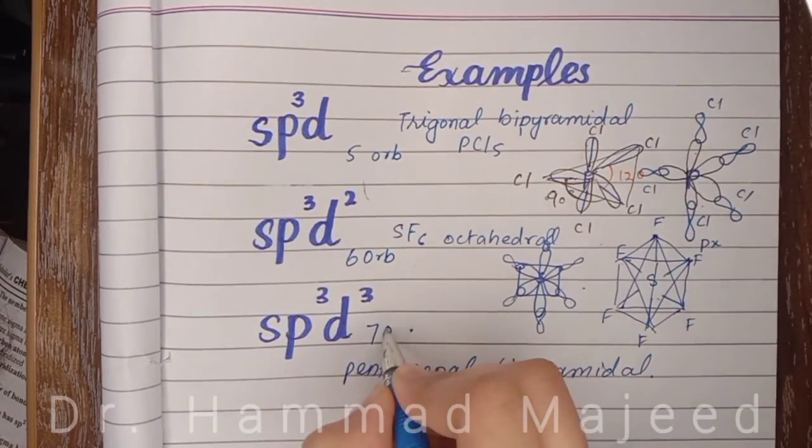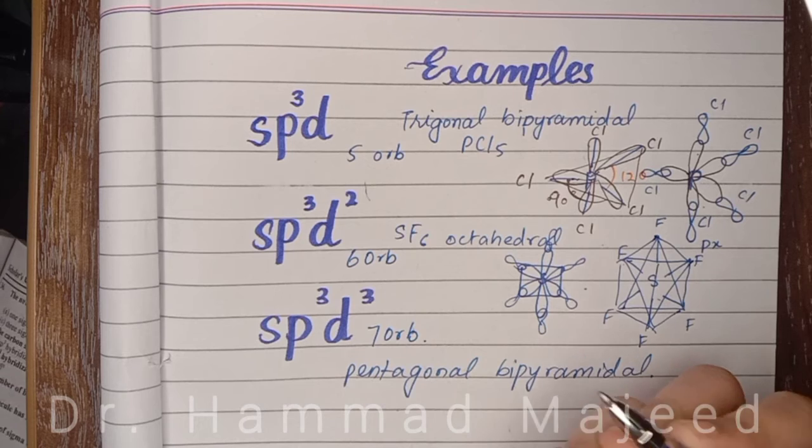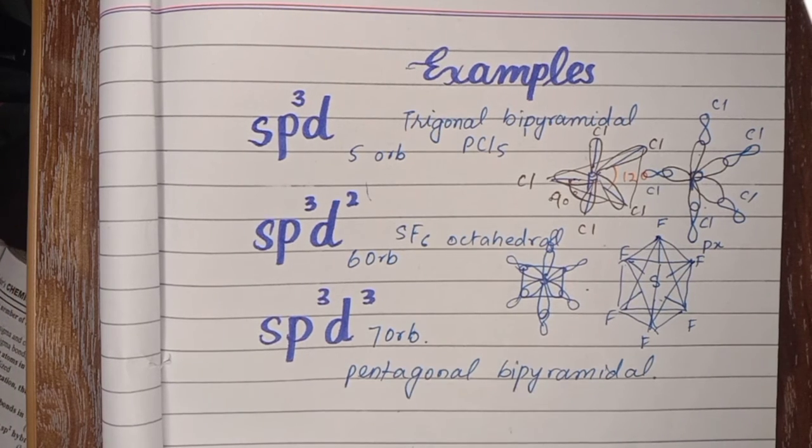Now in the sp3d3, there are 7 orbitals, and the shape is pentagonal bipyramidal. Thanks for watching. In my next video, we will discuss how to find hybridization by seeing a molecule. I'll tell you some tricks and tips.